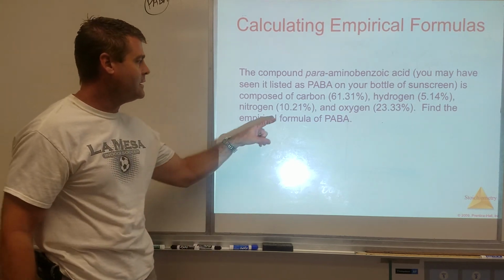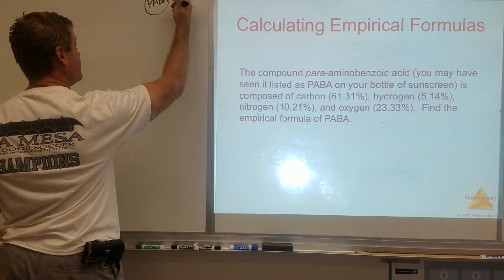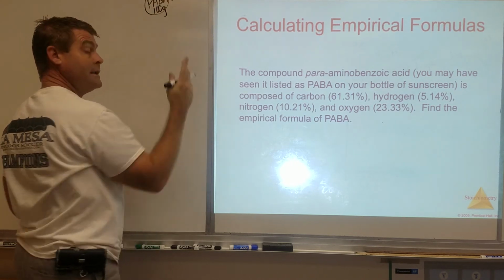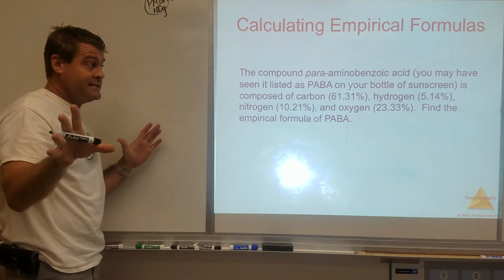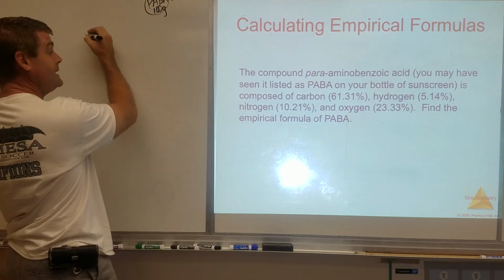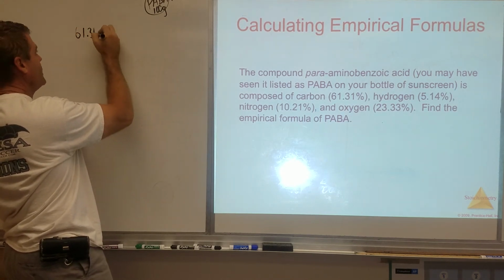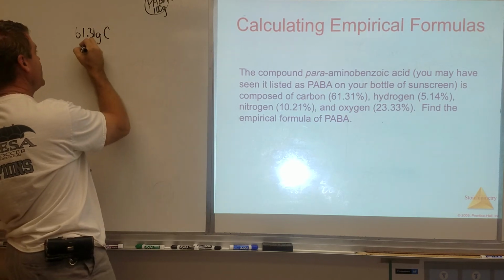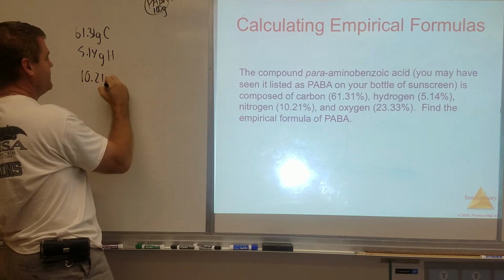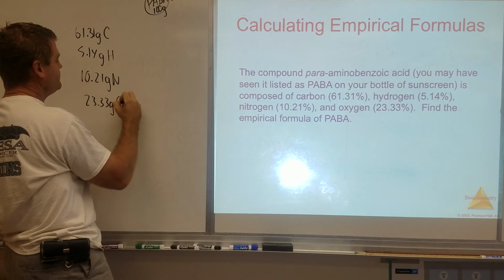I'm hoping you guys are thinking, well, they give us percentages. Percents have to do with the number 100. I'm thinking maybe you just assume you have 100 grams of this stuff. Now you're going to see why this is easy. Because if I have 100 grams of this stuff, how much carbon do I have? Yeah, you can guess it. If 61.31% is carbon, then I must have 61.31 grams of carbon. And how much hydrogen? I must have 5.14 grams of hydrogen, 10.21 grams of nitrogen, and 23.3 grams of oxygen.